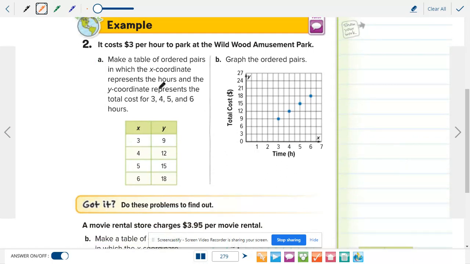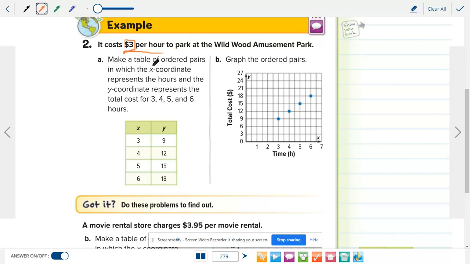Now here's an interesting one. Okay. Notice here that they don't give you a pairing. Okay, this is a relation, but it's actually hidden. It's hidden in the form of a rate. All right. $3 per hour to park at the Wildwood Amusement Park. Okay, there are two quantities being compared here, though. You have the dollars and the hours. So you can see that that's our coordinate pair right there, dollars and hours. How do they relate?